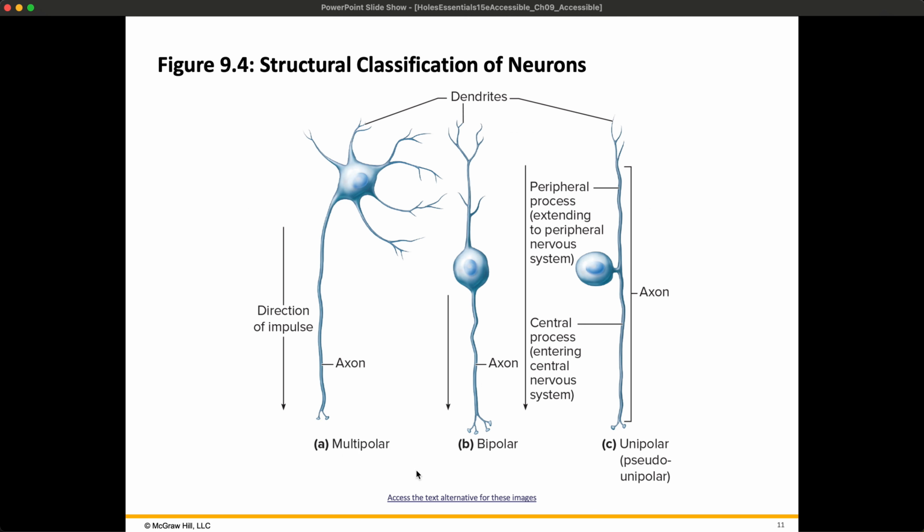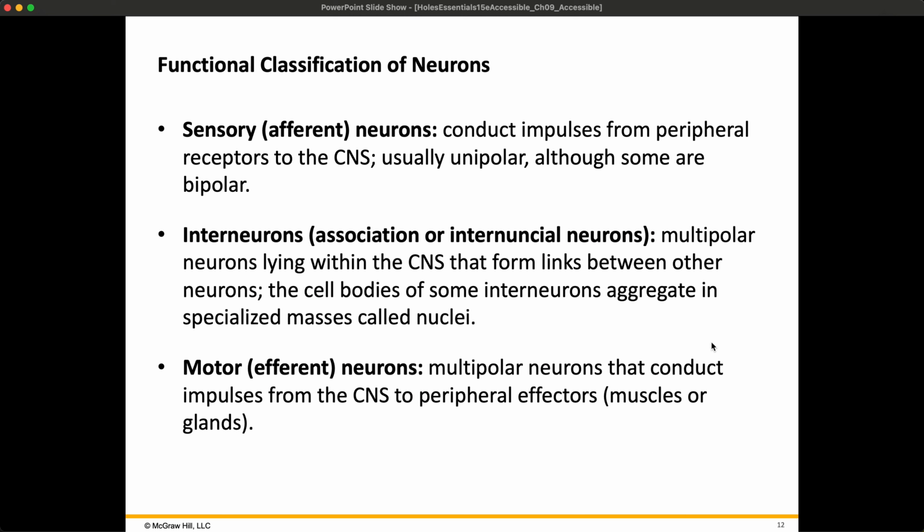So here you go. You can see those. This multipolar having all of these dendrites attached to it. And again, think about dendrites, dender, branches, trees. You can see how they're kind of twiggy looking. Functionally, we can talk about sensory, those afferent arriving neurons, interneurons within the central nervous system, and then motor effector neurons, effector exiting, that are taking out the signals.